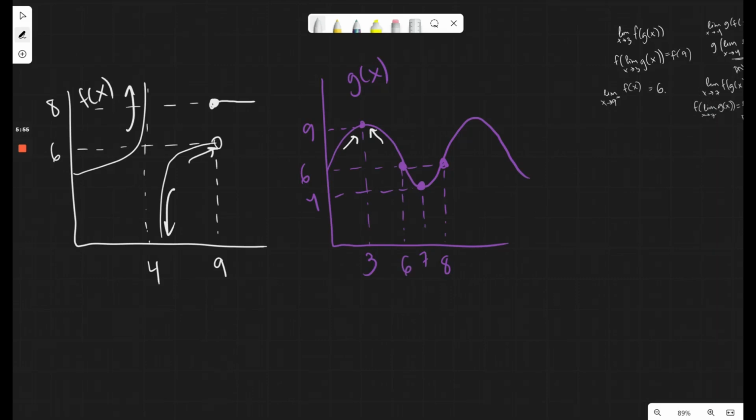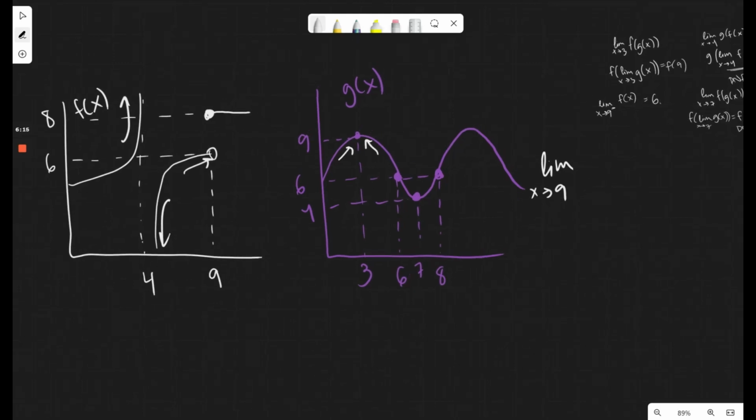Okay, let's try the limit as x approaches 9. Sorry, I keep using these same numbers. I was too lazy to draw like 8 different graphs or 4 different problems, so I'm just using the same graph with different numbers. Let's do the limit as x approaches 9 of f of g of x. No, the g of f of x.